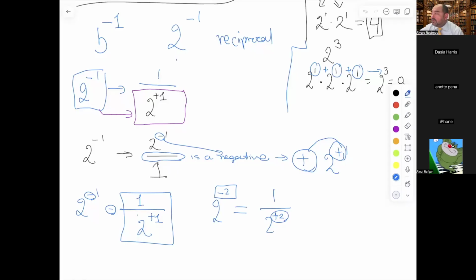Okay? I'm showing you the rules. All right, cool. Let's do some examples. I like the examples the book has for this section, so we're going to do some of those.